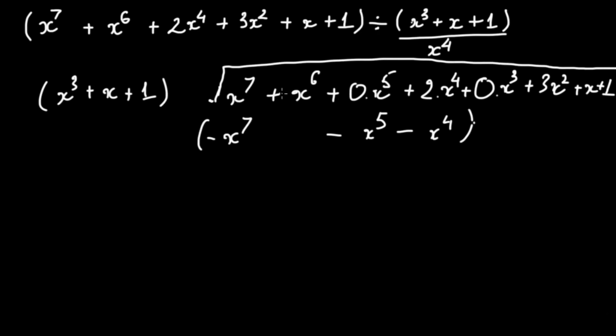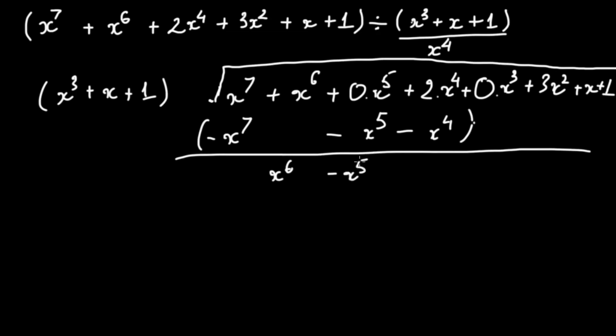Now we add this expression and this expression together. We have x to the 7 minus x to the 7 is 0. We have x to the 6, we put it down right here. This is 0. 0 minus x to the 5th is minus x to the 5th. 2x to the 4th minus 1x to the 4th, you get 1x to the 4th, plus 0 times x to the 3rd. And then we have 3x squared plus x plus 1. We put them down. The next step, we see the power 6 right here is greater than 3 right here.